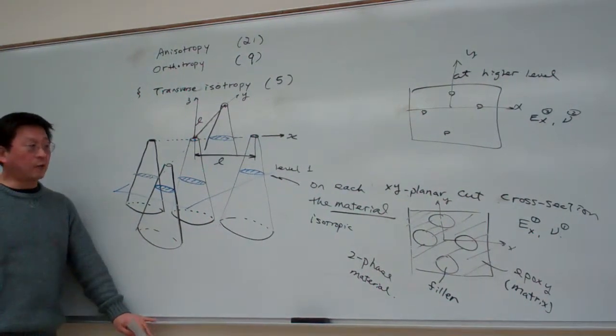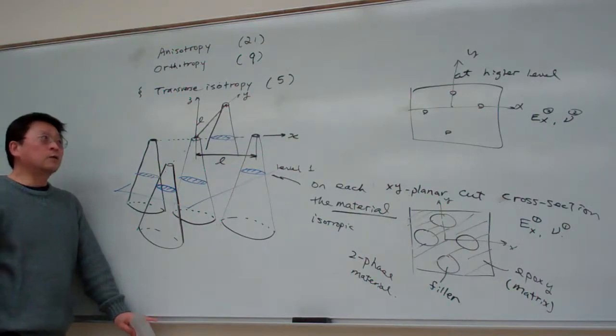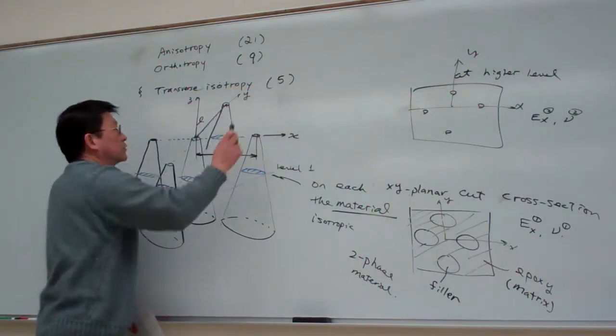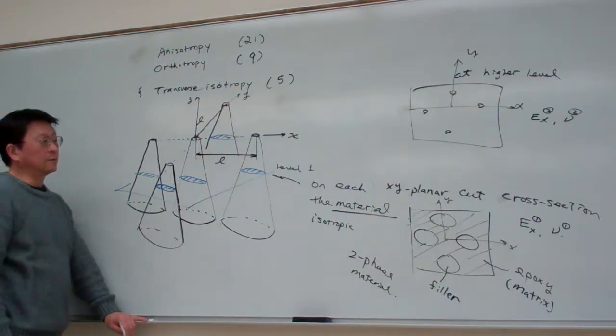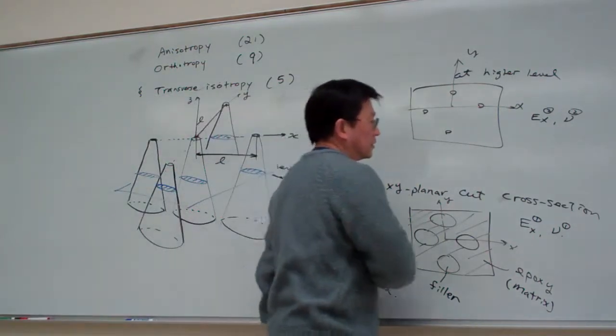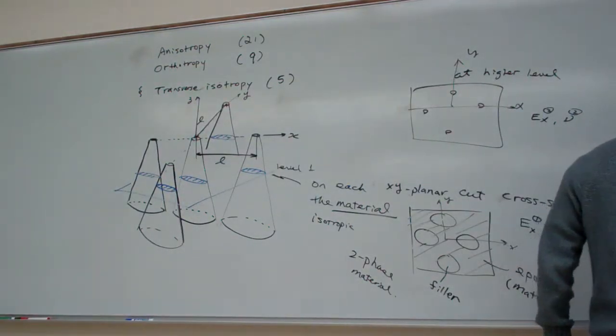And then here I want to see how can we start from here to simplify from 9 to 5, by knocking out 4 more independent material properties here. Okay, so that is the learning goal for this section.